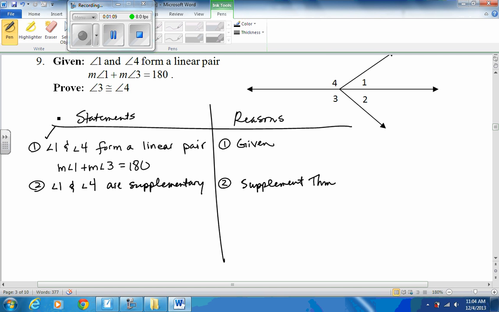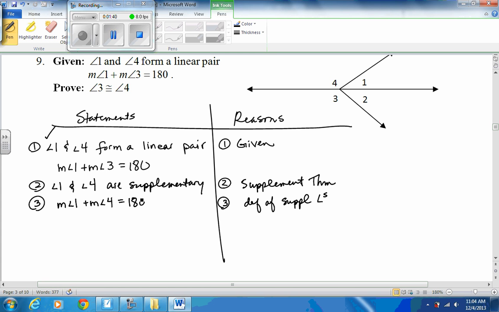Find out where angle 1 and angle 4 are supplementary. Where angles are supplementary, where are those conditions satisfied? What theorem, what definition? If you need to pause again to look for it, that's fine. But you should find that under the definition of supplementary angles. And if angles are supplementary, by definition of what supplementary angles are, we're able to conclude that their measures add up to 180.